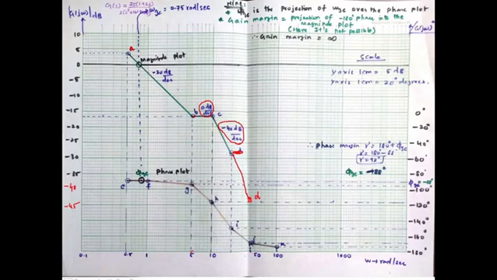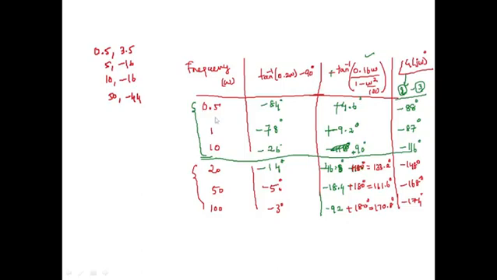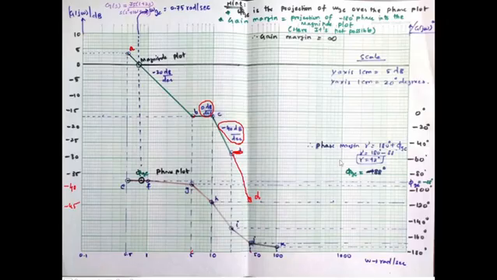Next, the phase plot. For the phase plot, at 0.5 the value is minus 88, then minus 87. Each and every value you can see here. I hope you can follow this.